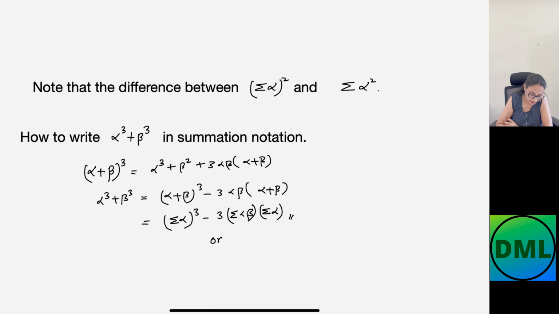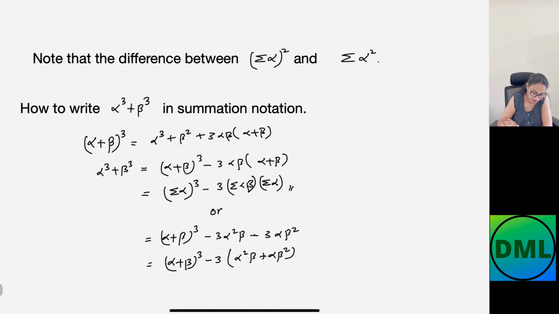Or you can write it like this also. This will be written as alpha plus beta the whole cube minus 3 alpha square beta minus 3 alpha beta square. I have opened this equation and wrote it like this. This will be written as alpha plus beta the whole cube minus 3, if you take out the common factor, alpha square beta plus alpha beta square. That will be equal to alpha plus beta the whole cube minus 3 sigma of alpha square beta. This is another form of summation notation for alpha cube plus beta cube.